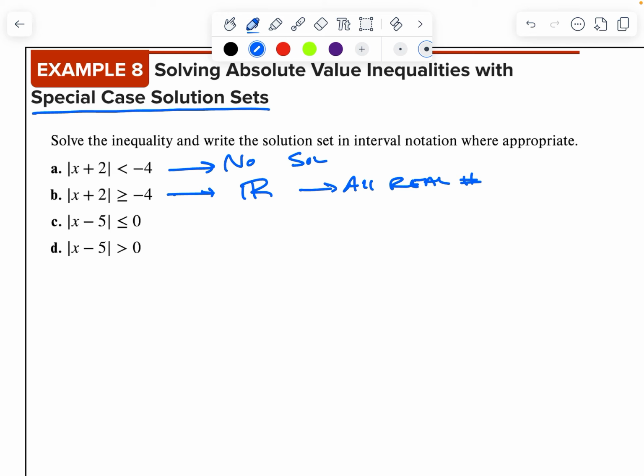If you ever have an absolute value less than or equal to 0, that's the same exact thing as saying it's equal to 0, right? Because it can't be less than 0. That would mean it's negative. So in this case, we could just set it equal to 0.